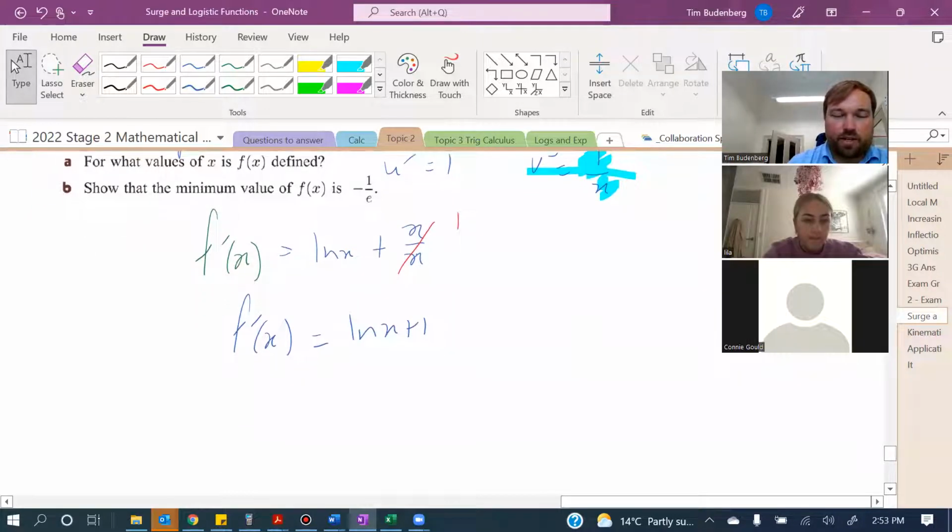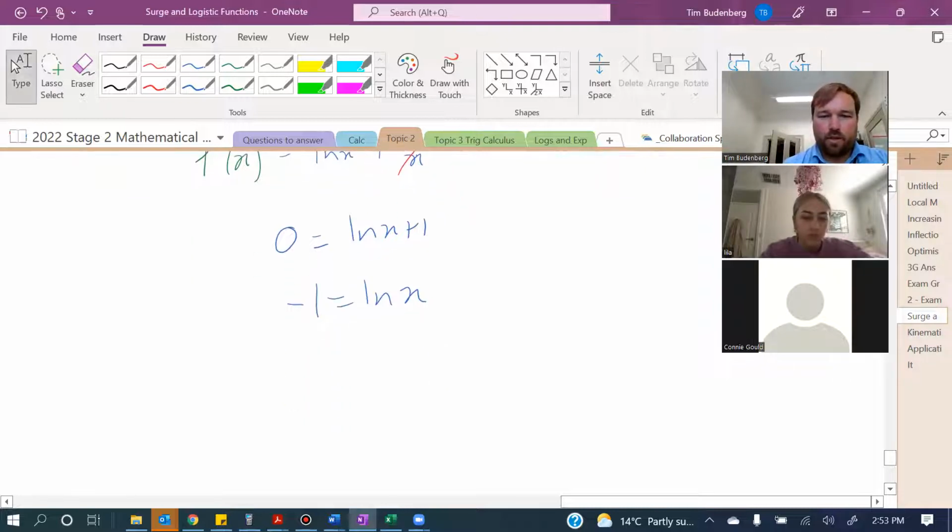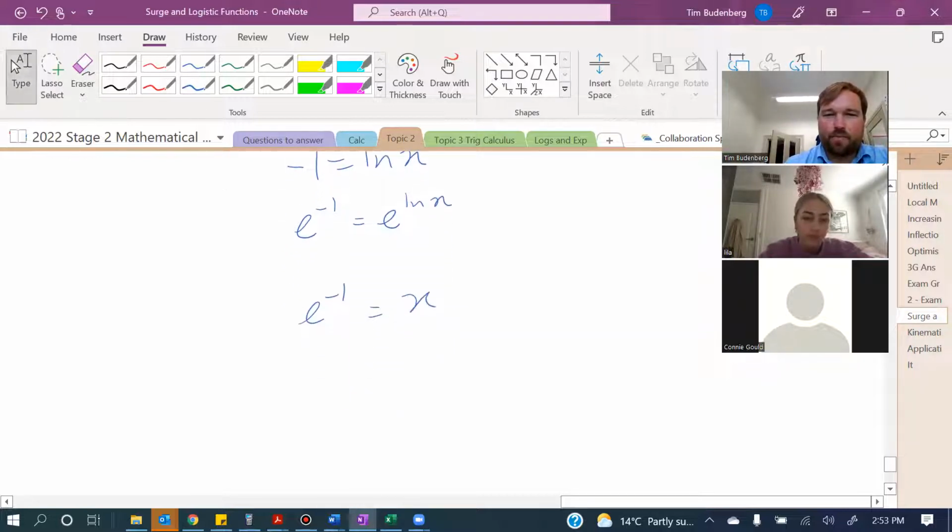And we want to find a turning point, so we're going to set it equal to 0. Minus 1 equals ln x. To solve for x here, we raise both sides to the e. So e to the minus 1 equals e to the ln x. E to the minus 1 equals x.